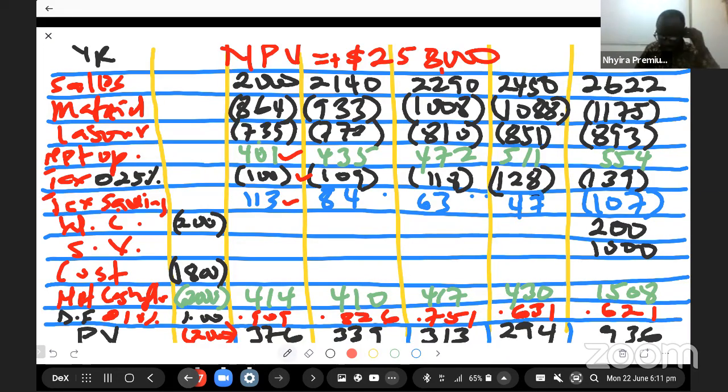So if you check the net cash flows, year zero was negative 200,000. Year one was 414. Year two is 410. Year three is 417. Year four is 470. Year five is 1580. So these are the net cash flows we are going to be picking. Then we apply the 17% discount rate so we can get the second NPV. Then we can now compute the internal rate of return. I hope it makes sense. Very, very important in that.